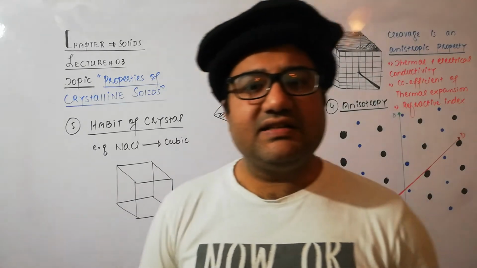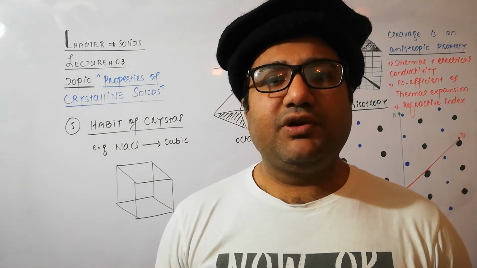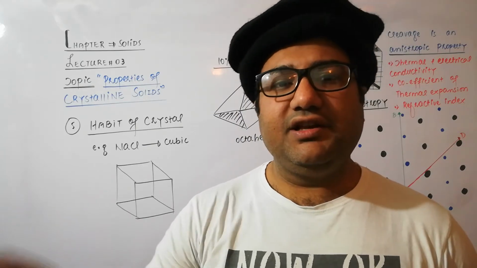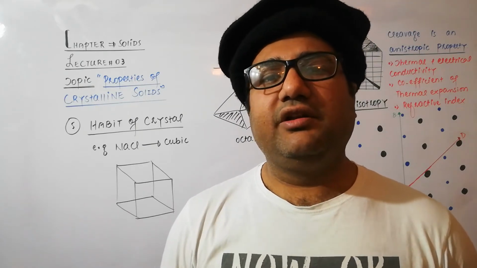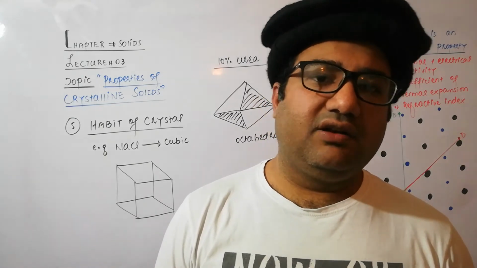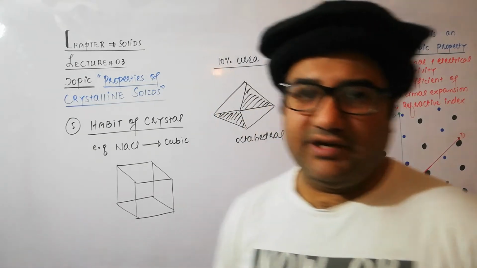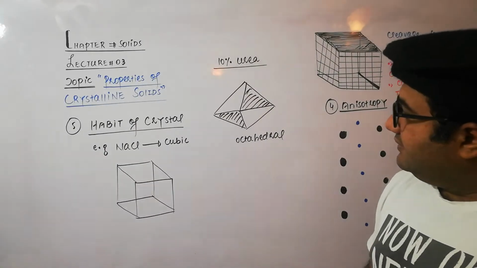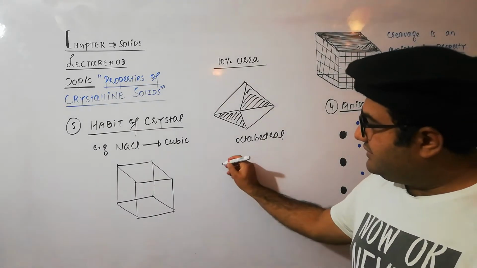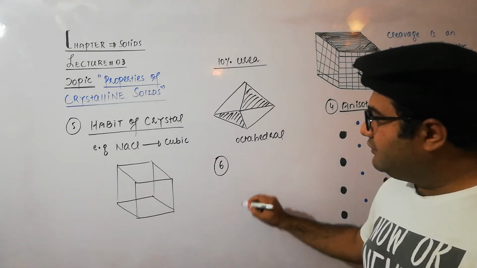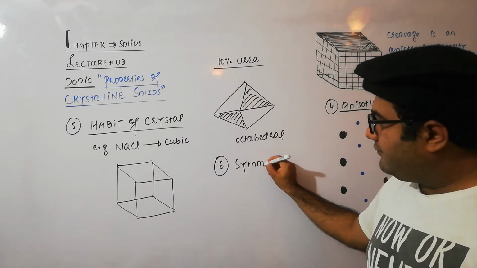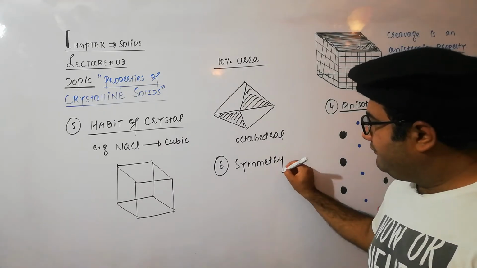Why is the habit changed? Because when NaCl is pure, there are only cations and anions of sodium chloride. But when the urea is added, the urea molecule will also interfere in the arrangement of the sodium ions and chloride ions, due to which the habit is changed. This one is the fifth property, that is the habit of the crystal. Now let us move towards the sixth one. It is symmetry.